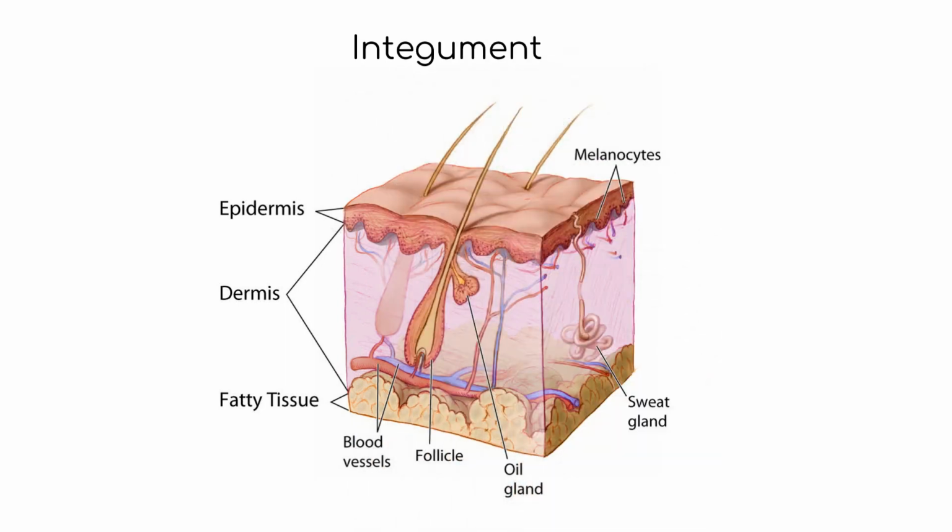In this video, I will cover a brief overview of the integumentary system or skin. The skin is a cutaneous membrane that consists of three layers. These are the superficial epidermis, the dermis, and the hypodermis. Let's take a closer look at the epidermis.